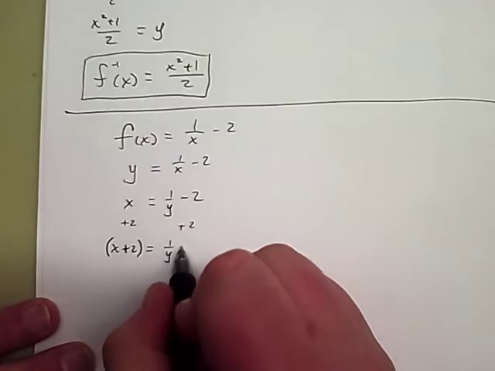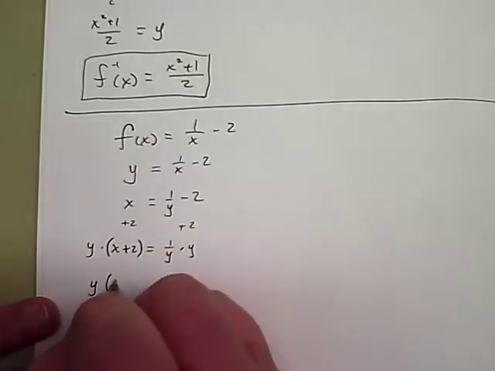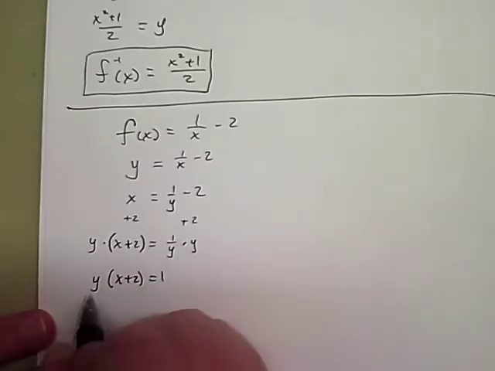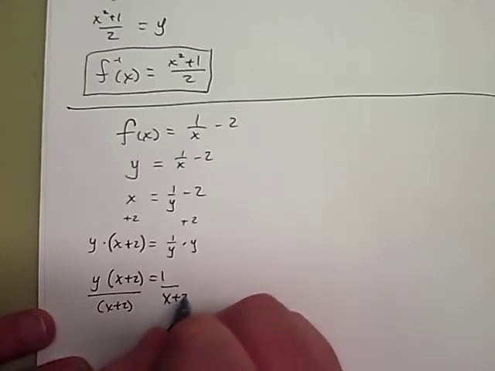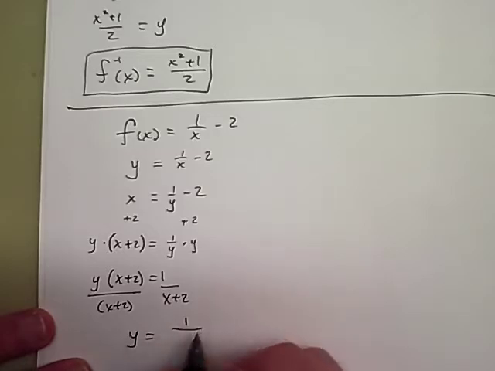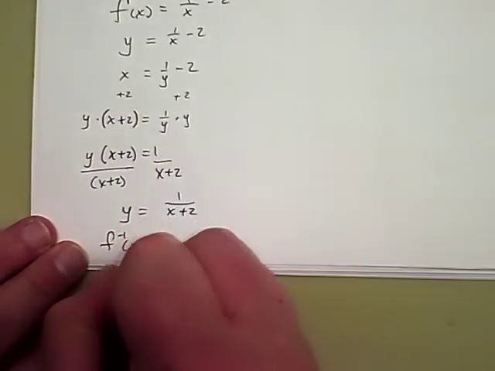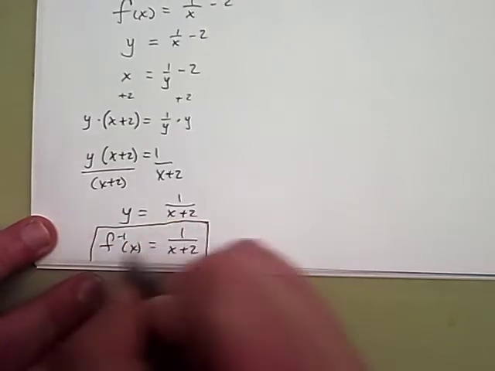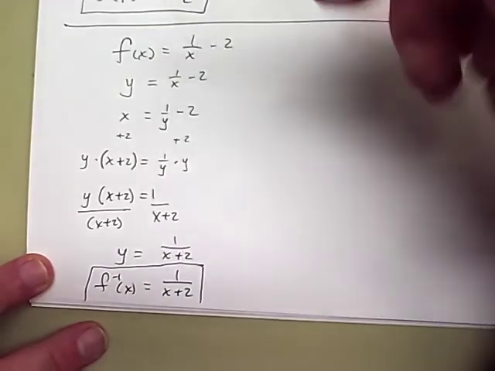So when I multiply both sides by y, I now get y times (x plus 2) equals 1. As long as I'm leaving that in parentheses, I can now divide by x plus 2. And now y would equal 1 over x plus 2. And now, again, switching this to f inverse of x equals 1 over x plus 2. All right, so what happens whenever I have an x in the denominator, right?